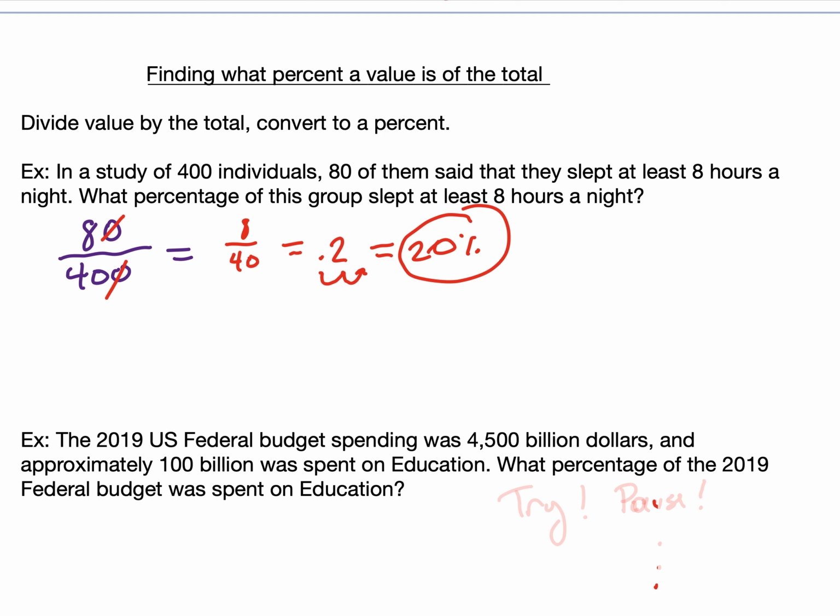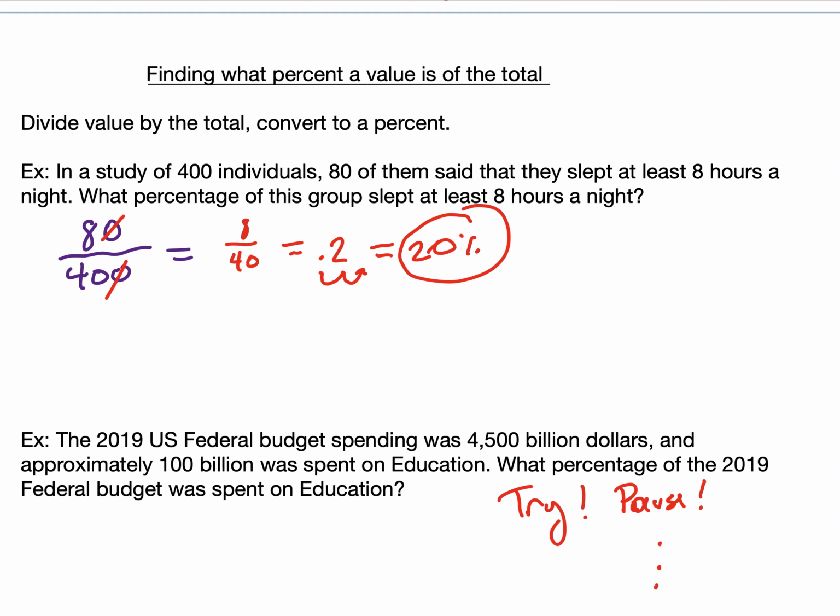Let me give you another one to try. So here the numbers are larger, but the process is exactly the same. So these are values from Wikipedia. The 2019 U.S. federal budget spending was $4,500 billion, or $4.5 trillion, and approximately $100 billion was spent on education. What percentage of the 2019 federal budget was spent on education? So try this out, pause the video, and we will look at it together in just a moment.